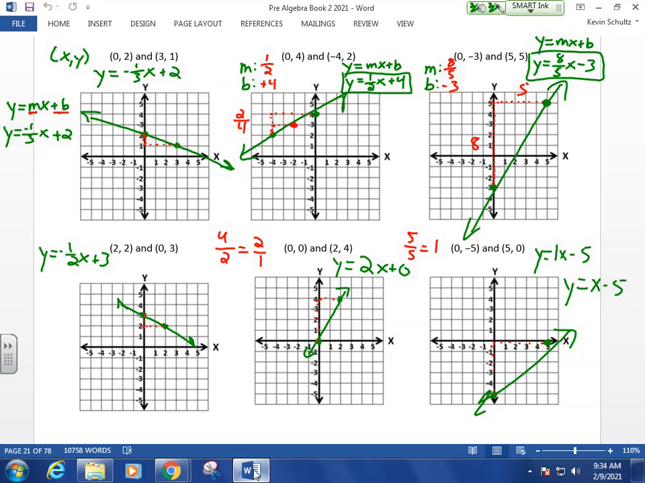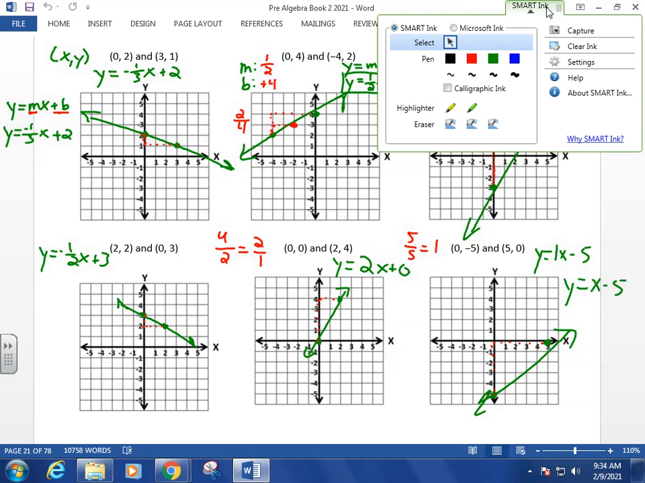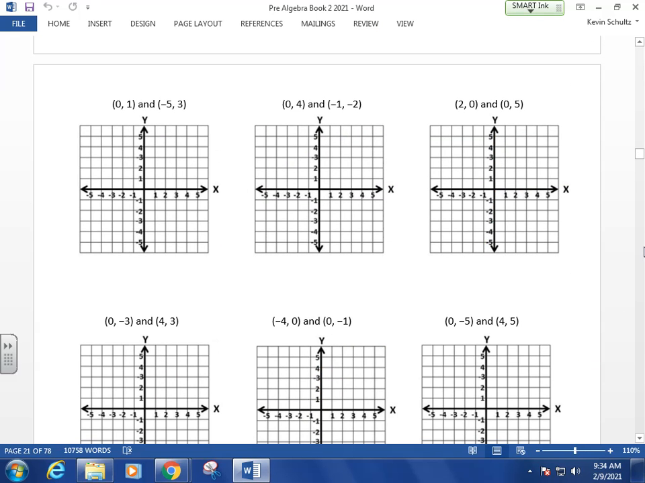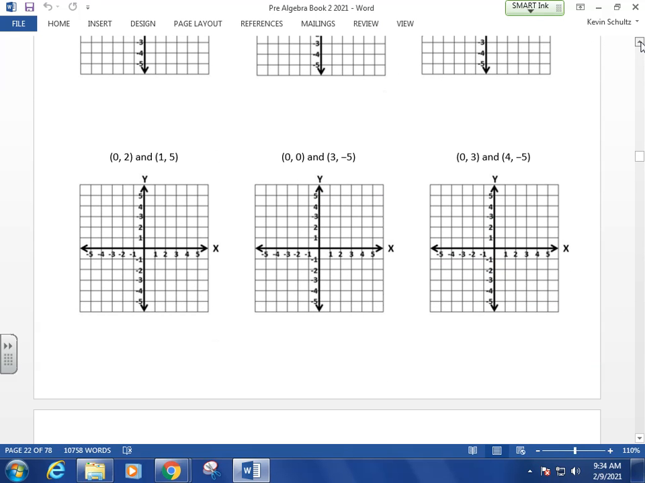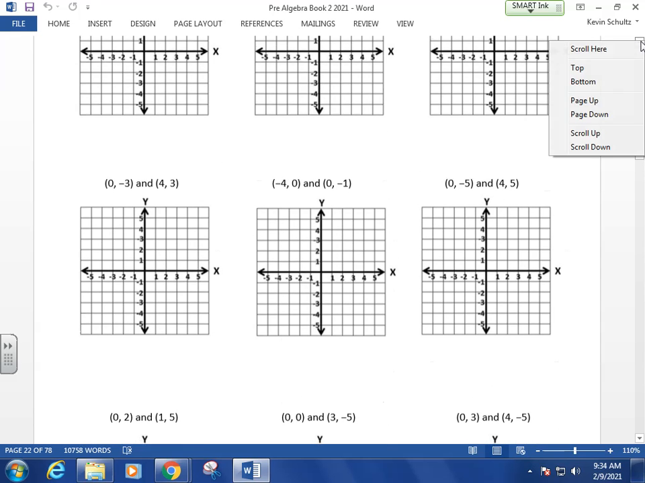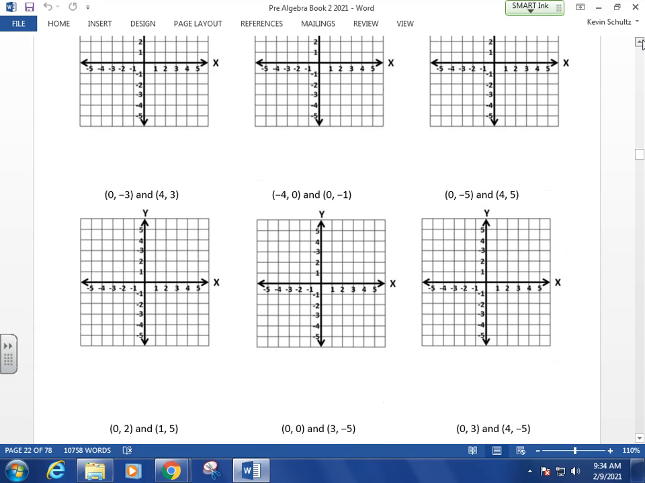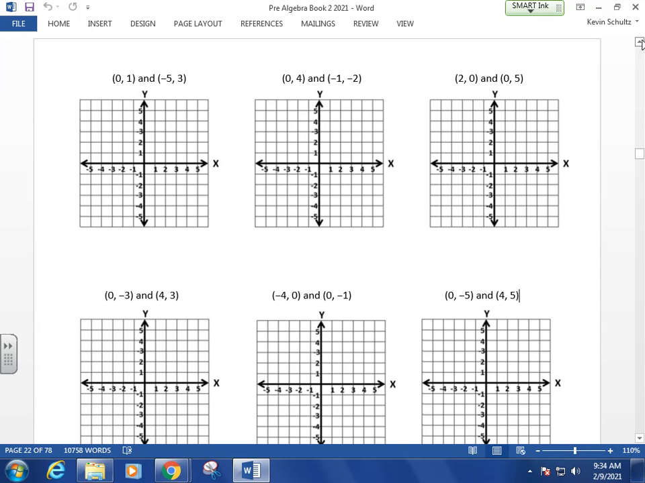So, all right, other questions on this? Okay, your homework is the second page. You've got 9 of them to do, but a little more space to work and write your equation, so that should be nice. And we'll go over this tomorrow. Okay?